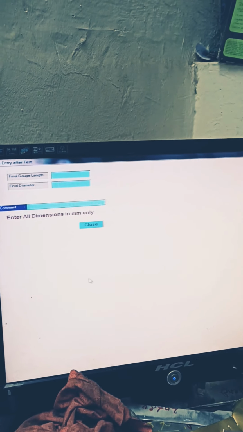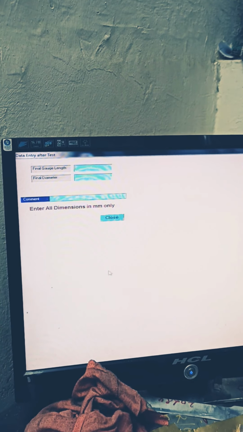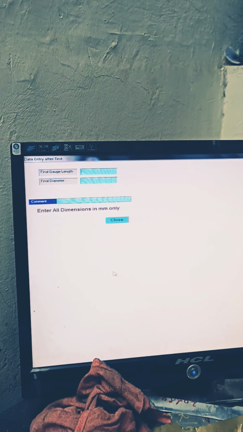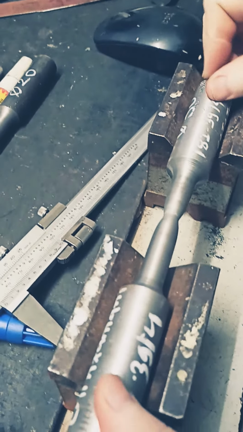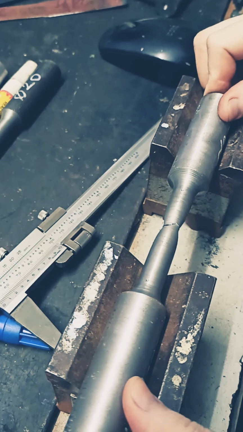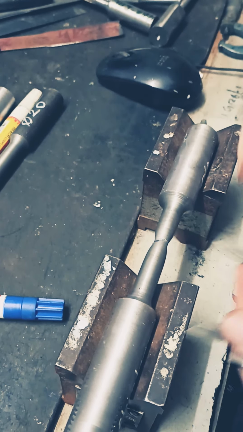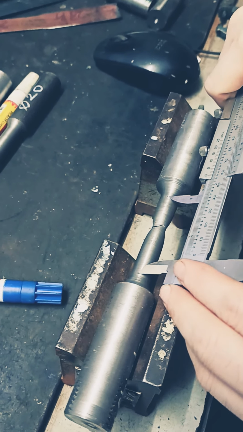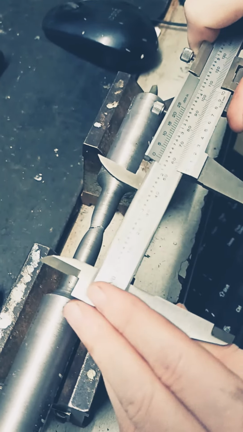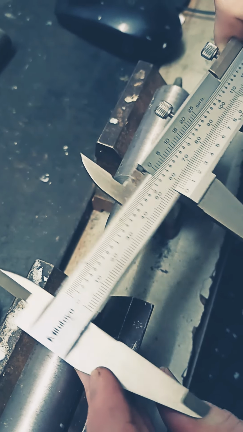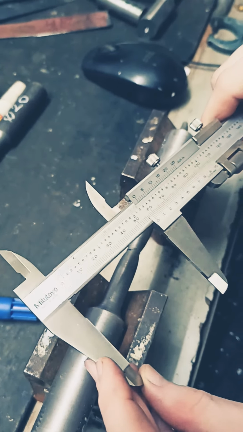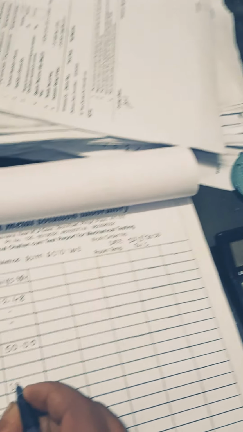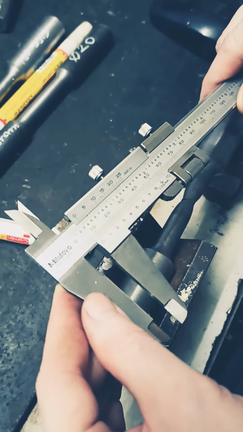After the sample gets broken, this window is shown. So we will now take the final gauge length and final diameter. This broken sample is joined together to measure the final gauge length. Initial gauge length was 50. Final gauge length is 58.1 mm. So we will note down the final gauge length, 58.1 mm, and also the final diameter, which is 8.3 mm.